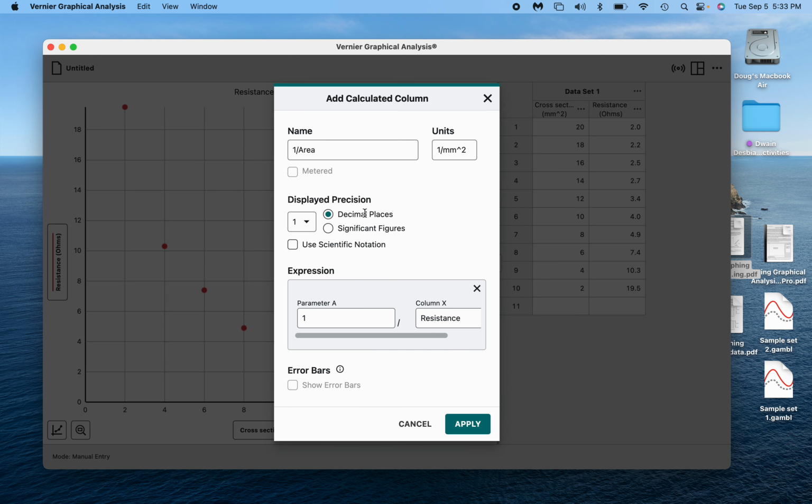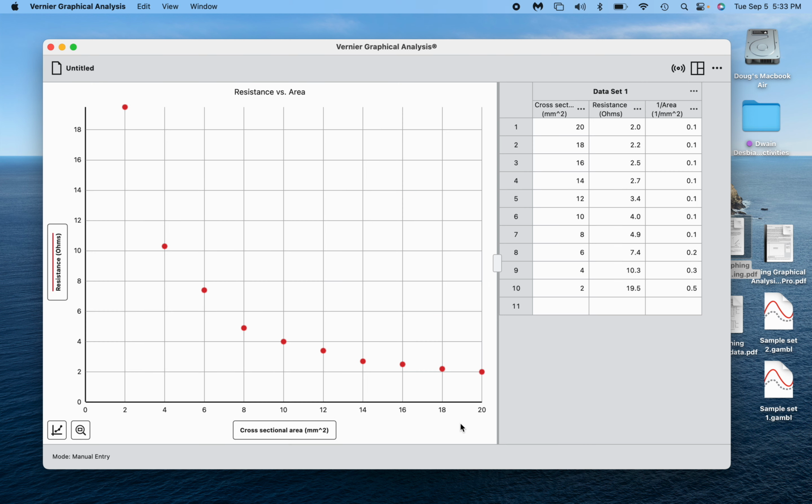So I'm going to click this. The parameter A is going to be 1 over, and then I don't want resistance here. Maybe I should have chosen the x-axis variable, cross-sectional area, but if you click on it, you can choose either of these. Now, if you scroll this over, there's nothing else there. This is a little sneaky because it doesn't seem like it does something. There may sometimes be something else over there. So I'm going to do that and apply it. Ta-da! I've got a new column of data.